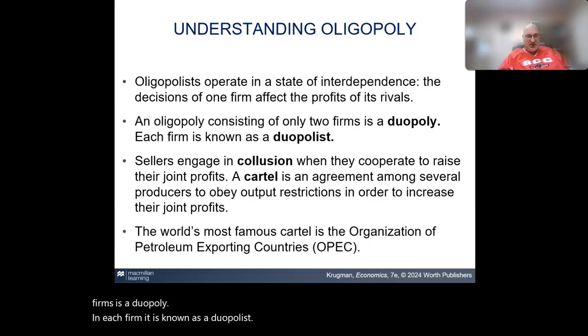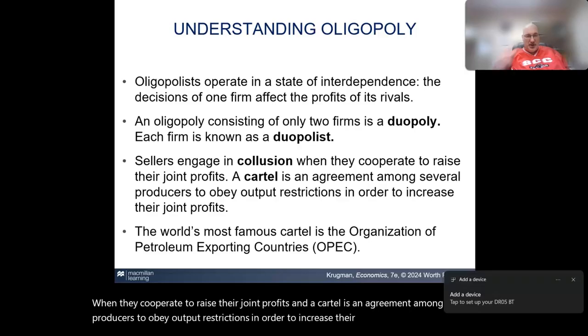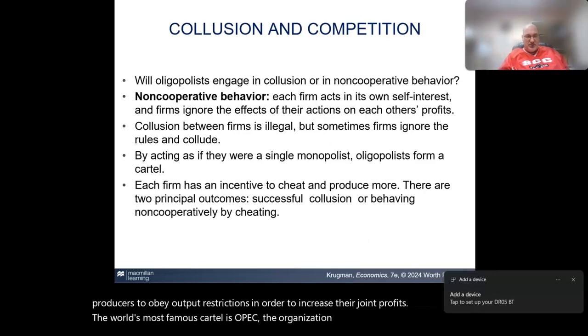Sellers engage in collusion when they cooperate to raise their joint profits, and a cartel is an agreement among several producers to obey output restrictions in order to increase their joint profits. The world's most famous cartel is OPEC, the Organization of Petroleum Exporting Countries. So, collusion and competition.